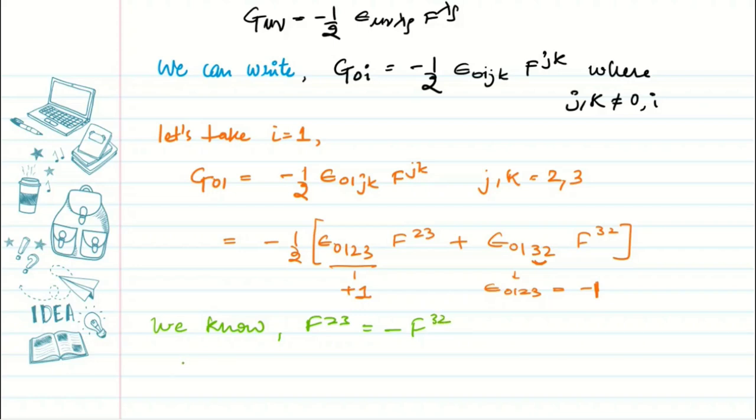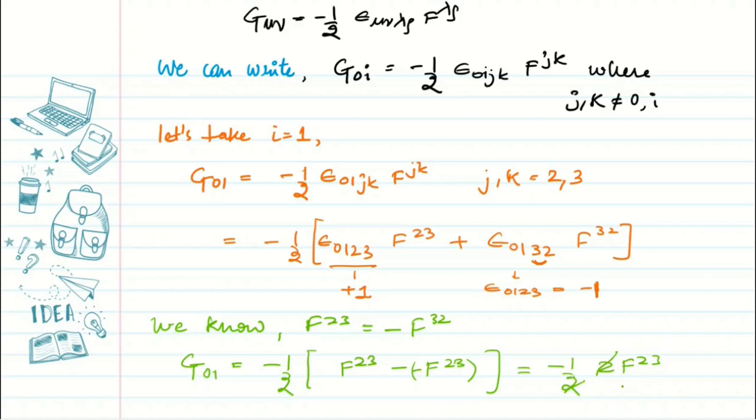So we get G01 as minus half times, this is plus 1, F23, minus, we can write F32 as minus of F23. So this is minus half times twice F23. We can cancel this 2, so we get minus F23.